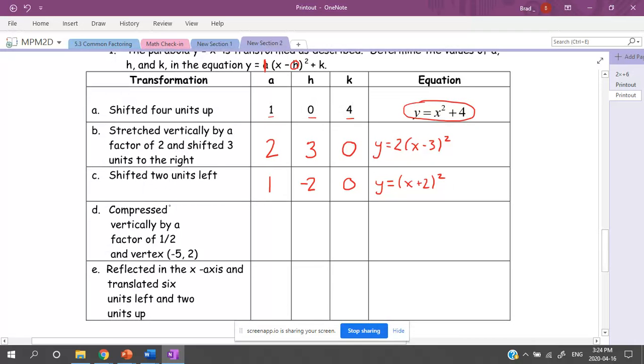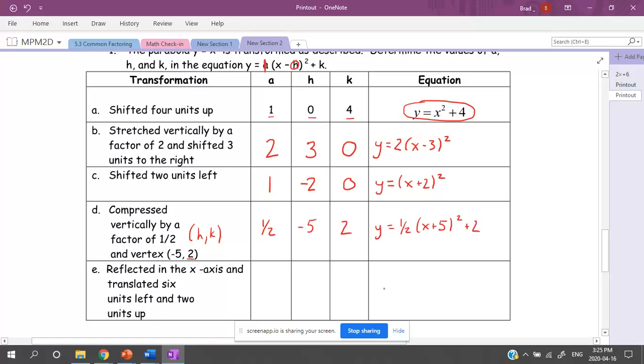Okay, here's another one. Compressed vertically by a factor of a half. So again, when we're talking about vertical compression or stretch, that's a. Right, so we've got a half, and it has a vertex of negative 5, 2. Well, we already know that the vertex is h comma k, right? So that means that we're going to have an h value of negative 5 and a k value of 2. So let's plug that into the formula. So it's y equals a times x minus h. Subtract negative 5 is a plus 5 squared plus k, which is a 2.